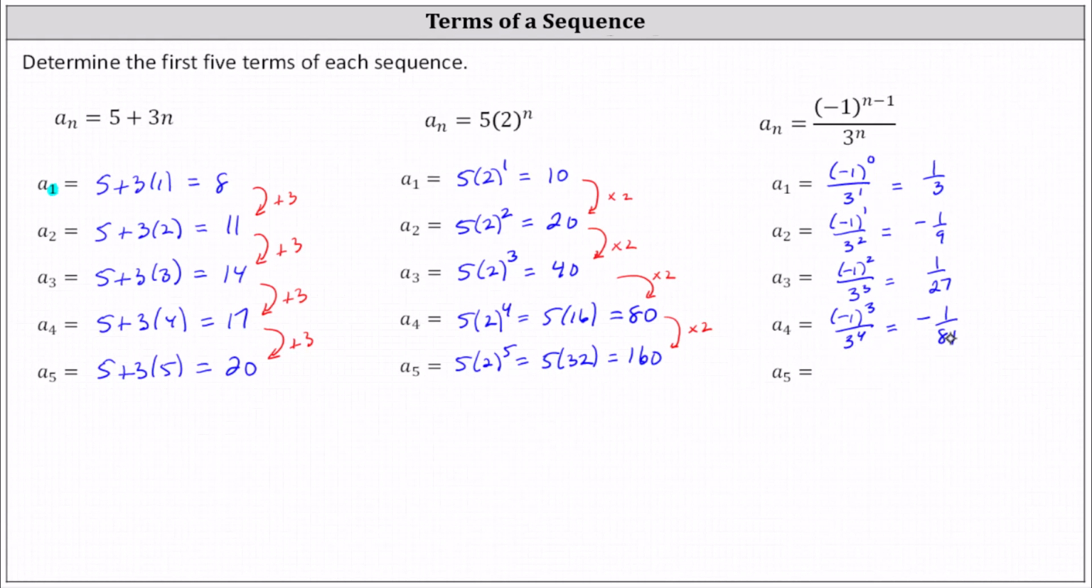And finally, to find a sub 5, we substitute 5 for n. This gives us negative 1, the power of 5 minus 1, which gives us an exponent of 4, all divided by 3 to the 5th. The 4th power of negative 1 is positive 1. 3 to the 5th power equals 243. A sub 5 is positive 1 243rd, or 1 divided by 243. Notice here the signs are alternating. This is called an alternating series.